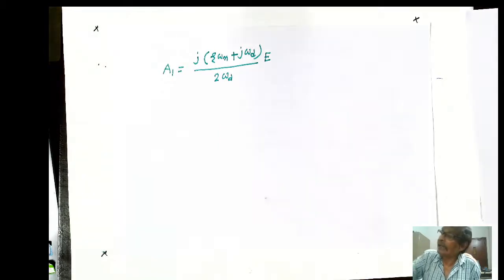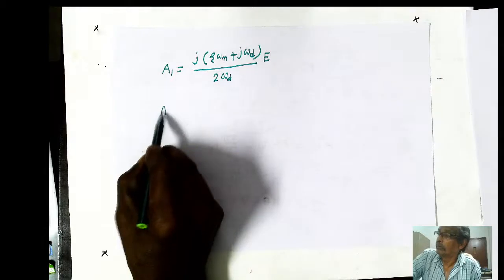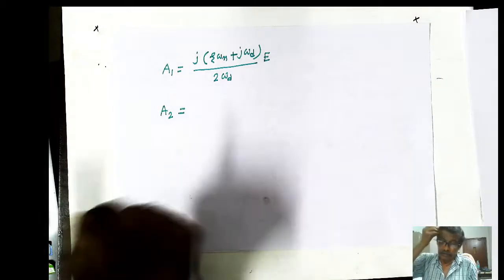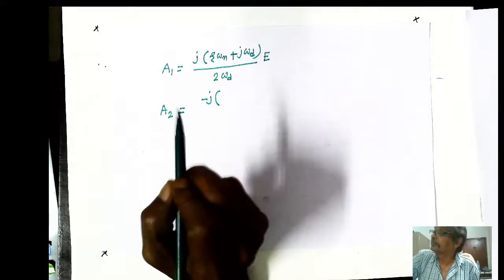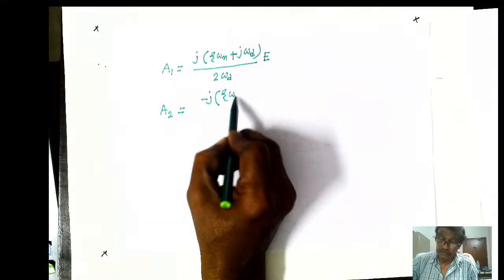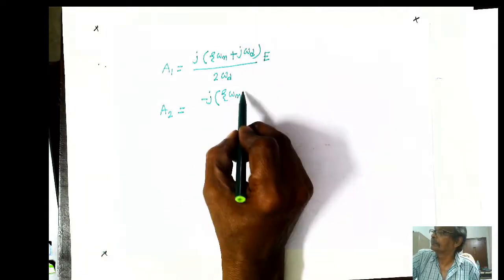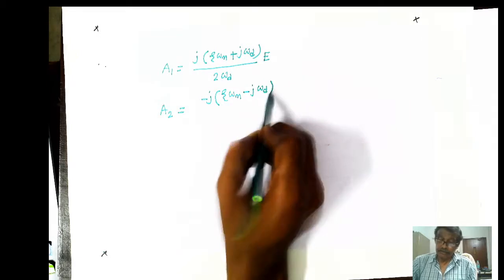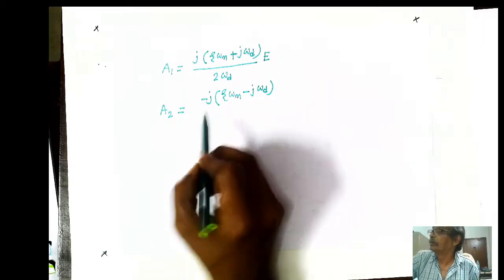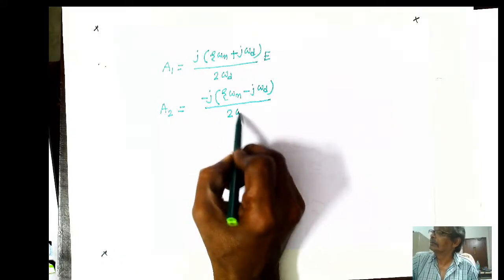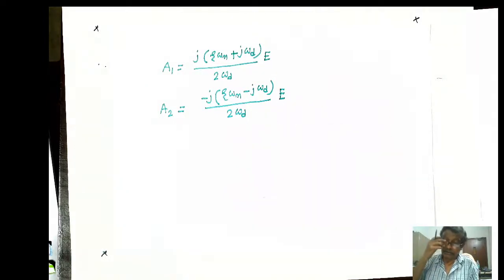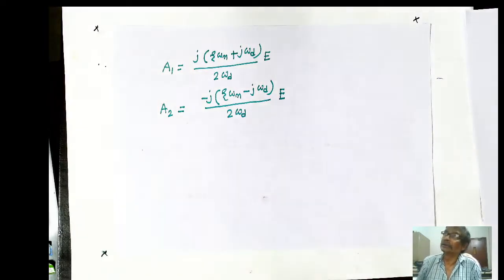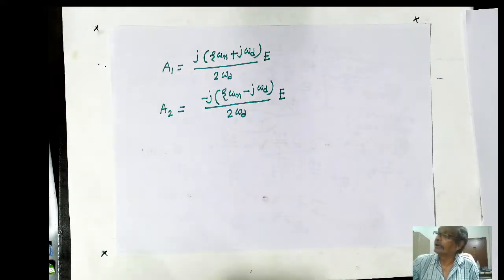Okay, and A2 will come out to be minus j into zeta omega n minus j omega d divided by 2 omega d into E. That is how, hopefully I have solved it correctly, but nonetheless you check those two algebraic equations, two unknowns, solve them, and you can express it in this fashion.